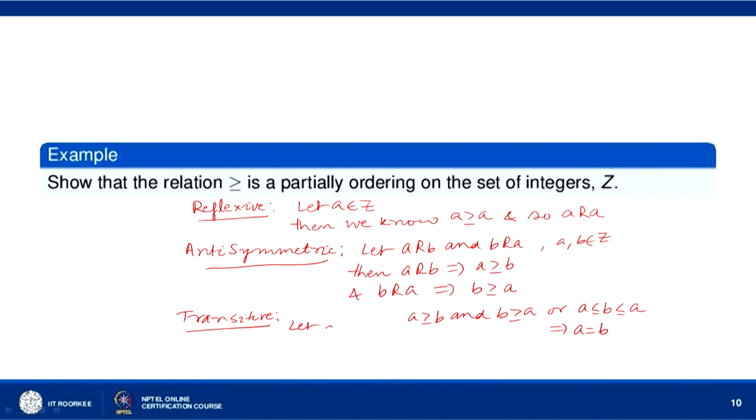So, let us say A is R related to B and B is R related to C. Then we have to prove that A is R related to C. A is R related to B implies A is greater than or equal to B, and B is R related to C implies B is greater than or equal to C. Now, A is greater than or equal to B and B greater than or equal to C implies that A is greater than or equal to C. So, this means that the relation greater than or equal to is a partial ordering on the set of integers Z.